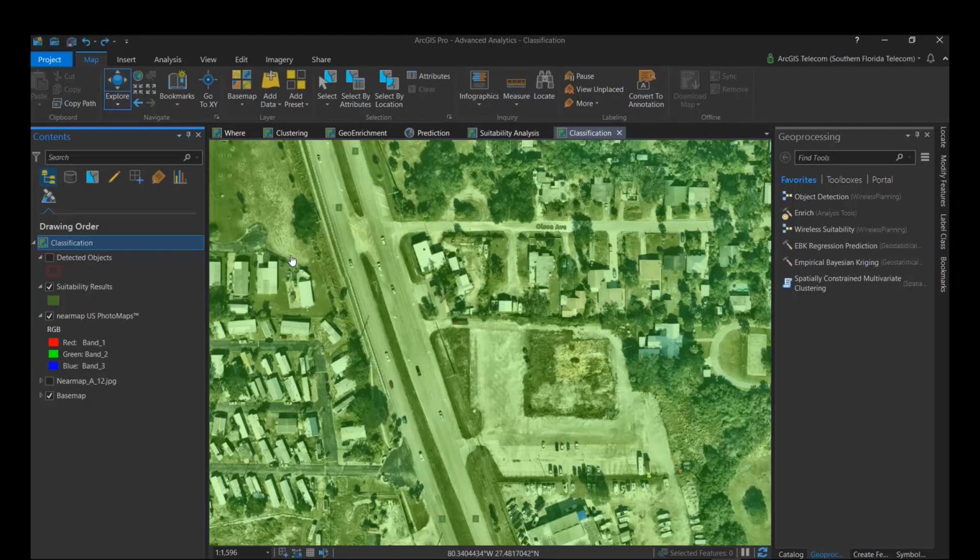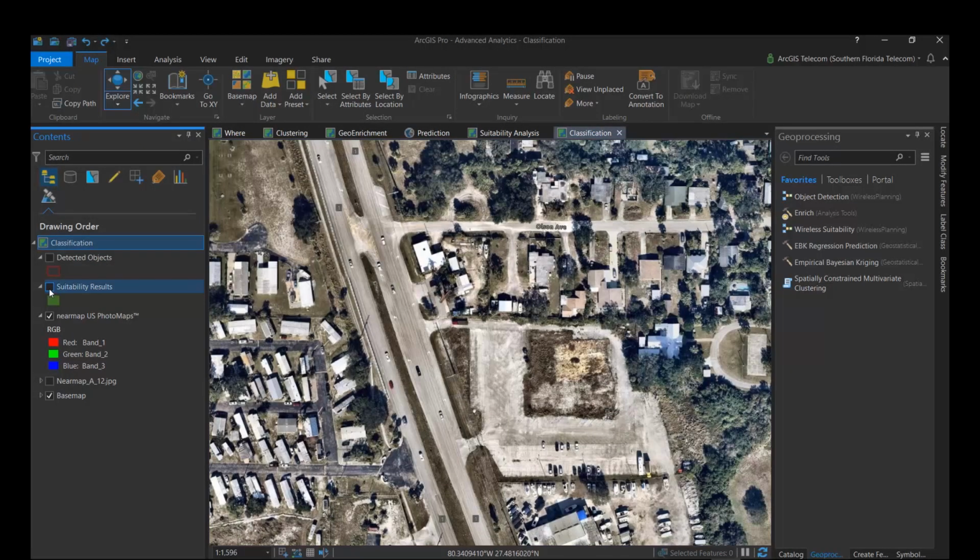Finally, the last analysis technique is classification. Classification uses deep learning to locate objects within images, like poles within aerial imagery. So now that we have the areas we want to deploy a new wireless access point into our suitable areas, we need to locate poles, water towers, and other structures we can potentially attach our equipment to.